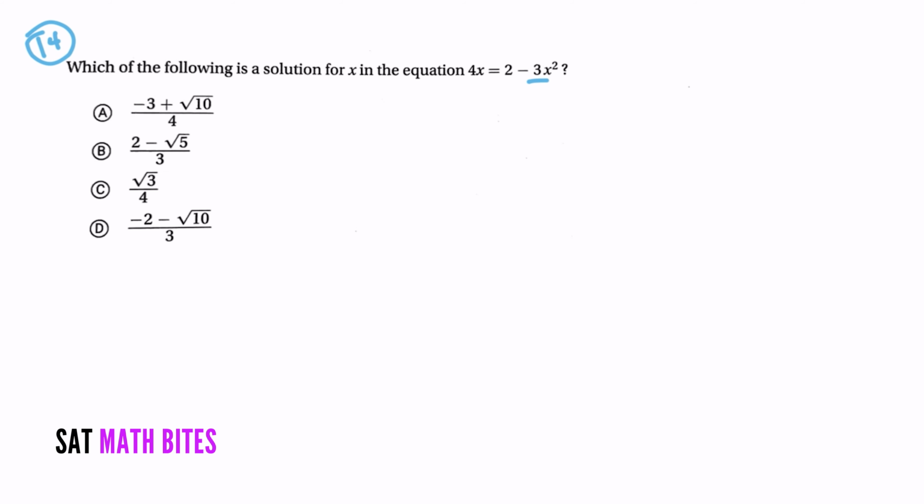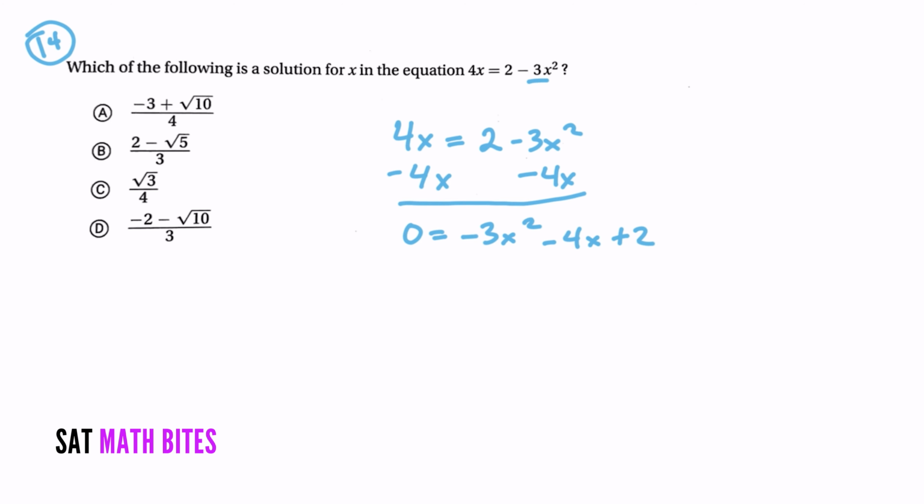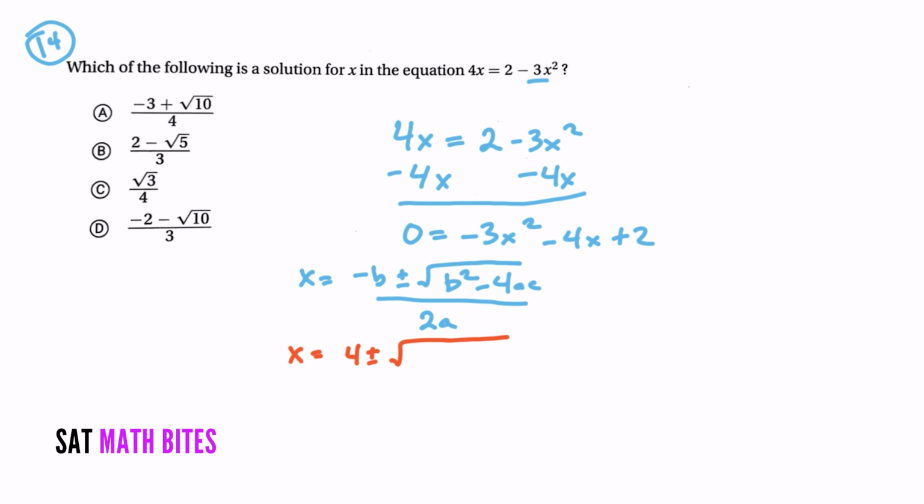On number 14, we have a quadratic because we know we have x squared. So to solve this, we want to get the equation to be equal to 0. So I would subtract 4x from both sides, and I would write it so that the x squared term comes first. So you have negative 3x squared minus 4x plus 2. From here, you need to know what the quadratic formula is. That's x equals negative b plus or minus the square root of b squared minus 4ac, over 2a. And so from here, we substitute. So the value of b is negative 4, so negative b would be positive 4. B squared would be negative 4 squared minus 4 times a, negative 3, times c, which is 2.